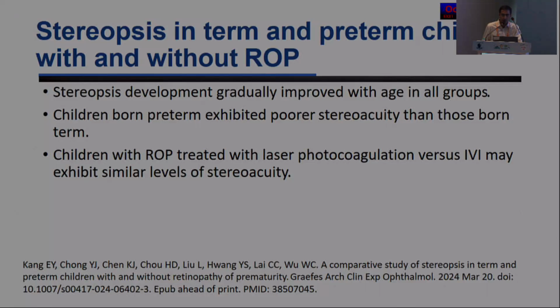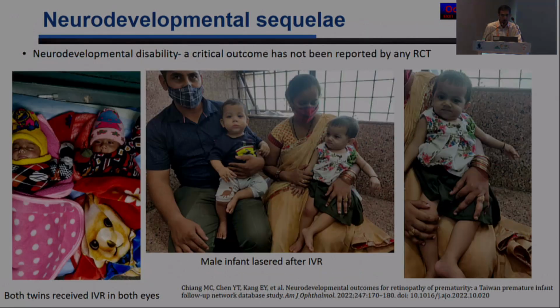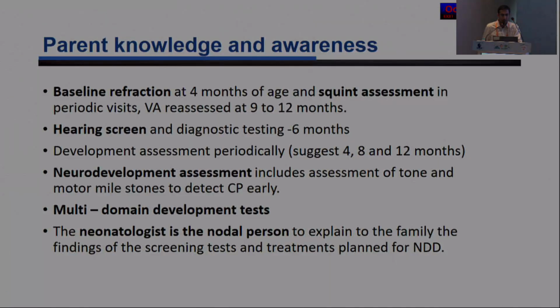Stereopsis is better in babies who have treated ROP than the ones who are not treated. Neurodevelopmental delay is not definitely proven with anti-VEGF, so they are relatively safer as on date. At the end, I would just summarize that parent knowledge is important. Baseline refraction has to be done in all babies. They can have multiple systemic anomalies, so their hearing and neurodevelopmental assessment need to be done, and the neonatologist has to be kept in the loop, because weight gain and anemia control are important, otherwise the ROP won't regress. So weight gain and anemia control have to go hand in hand with this. Thank you.